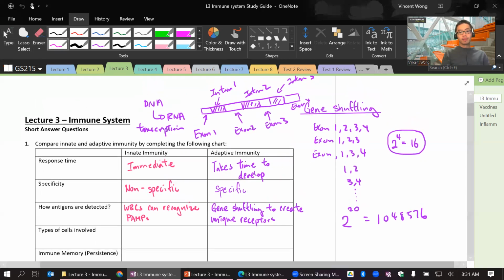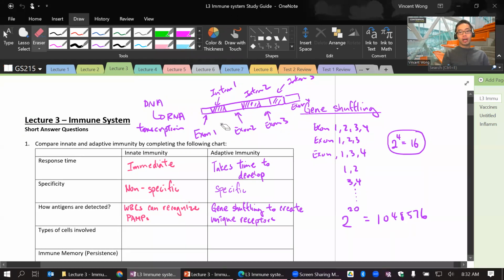So I've shown you last class that if you have a gene that has 4 exons, that alone can create 16 variations, depending on which exons you join together. You can join exon 1, 2, 3, 4, or exon 2, 3, 4, or just 2, just 4, and so on and so forth. So there's quite a lot of variability. With 20 different exons, you can generate that many possibilities. And we definitely have more than 20 genes and exons available for gene shuffling. So the end result is the ability to potentially recognize billions of different types of antigens out there.